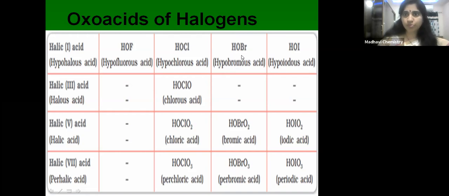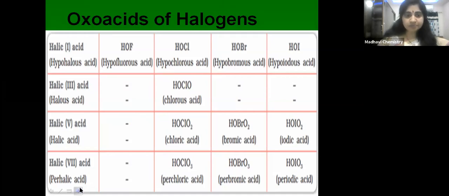But now coming to bromine. Bromine can form only 3 types of oxoacids: hypobromous acid, HOBr, bromic acid, HOBrO2, and perbromic acid, that is HOBrO3. It cannot form bromous acid. Similarly, iodine can also form 3 types of oxoacids: hypoiodous acid, it cannot form iodous acid, and it can form iodic acid, that is HOIO2, and periodic acid, that is HOIO3.